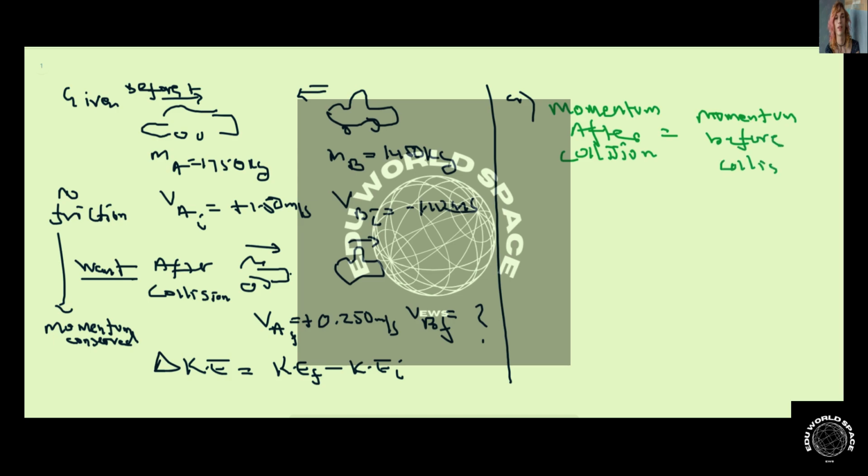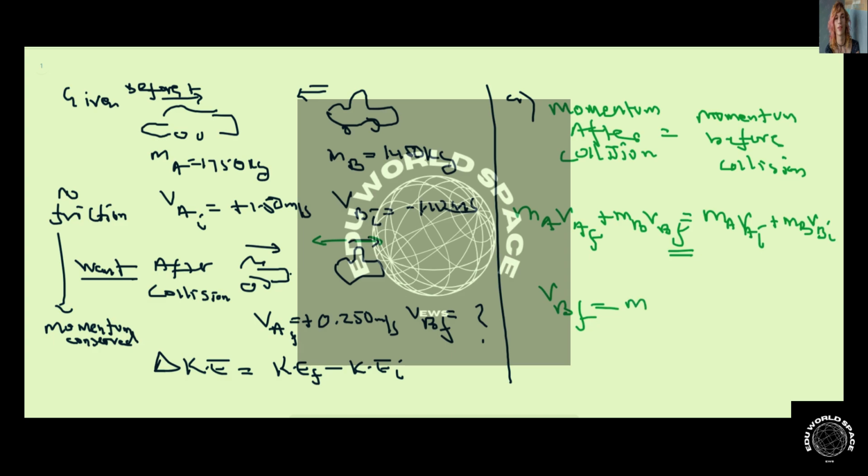And so the momentum after collision is the mass of A times the final velocity of A plus the mass of B times the final velocity of B, which is the second car. And then before collision, we have the mass of A times the initial velocity of A plus the mass of B times the initial velocity of B. Our goal is to find the final velocity of B, which is the second car. We're going to see how it's moving. It could be moving towards the left or towards the right, just depends on the sign of the solution.